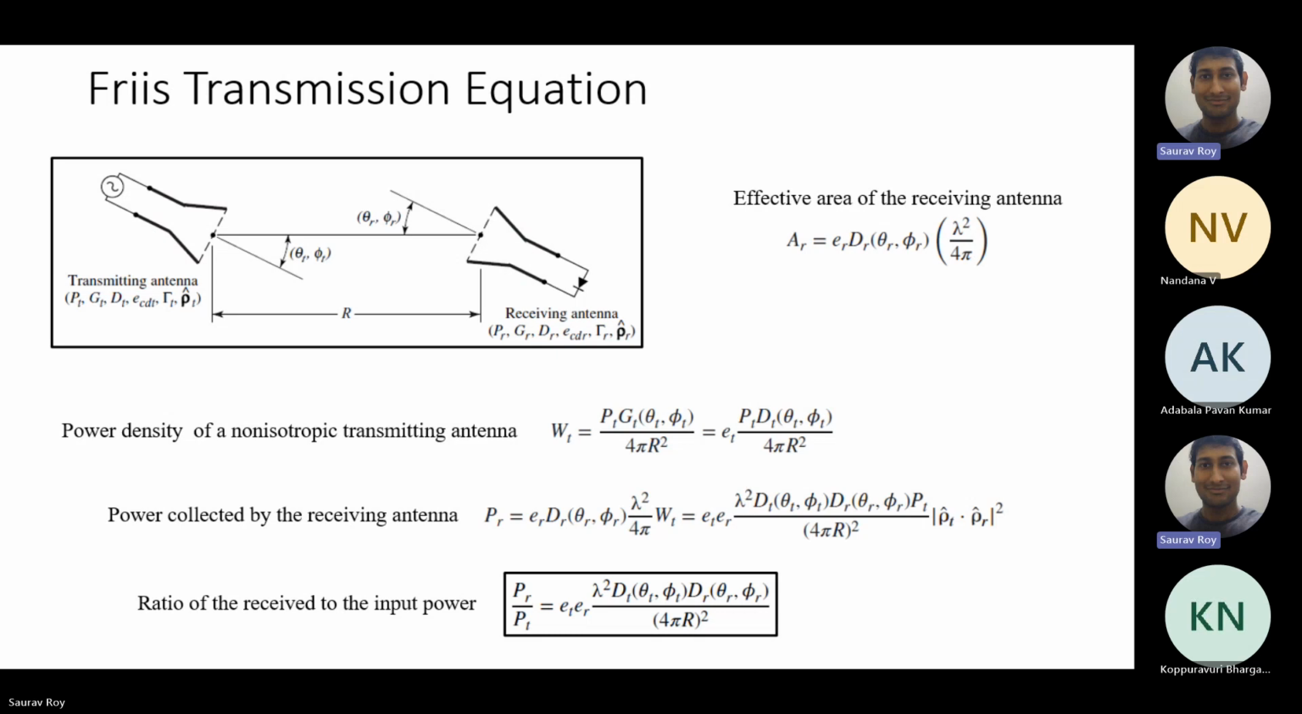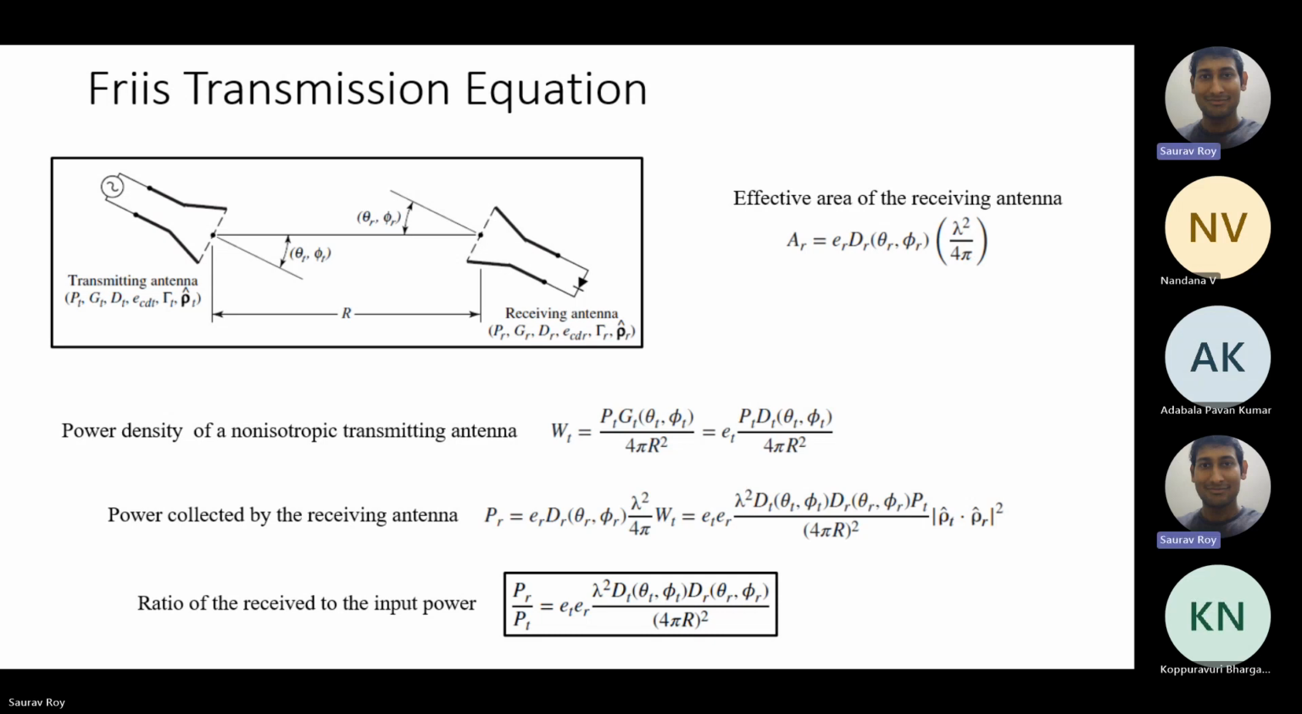From that, we can now calculate the ratio of received power to transmitted power. That's given by this equation. Here you see that the polarization loss factor has been ignored; it has been simplified by ignoring other terms. So a very simple form is lambda square DT DR by 4 pi r square, multiplied by ET ER. That's the ratio of received power to transmitted power. If you know the antenna directivity and antenna efficiencies, you can calculate that.